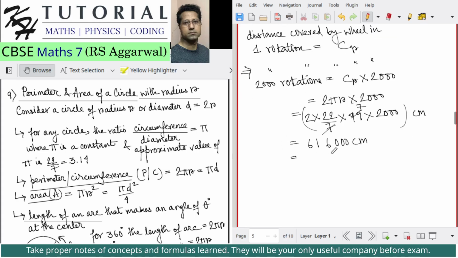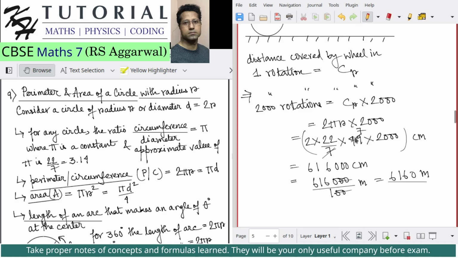So definitely this is equal to 616000 divided by 100 meter. We know, because we know 1 meter is equal to 100 centimeter, or 1 centimeter is equal to 1 by 100 meter. So 616000 centimeter will be equal to 616000 divided by 100 meter, which is equal to 6160 meter.